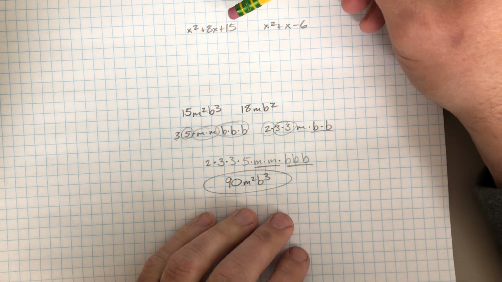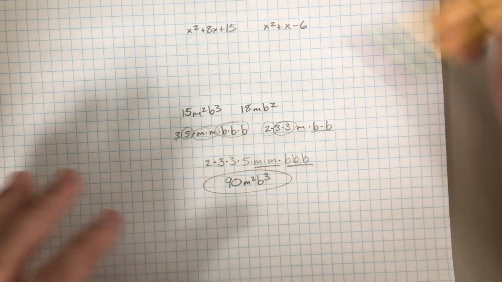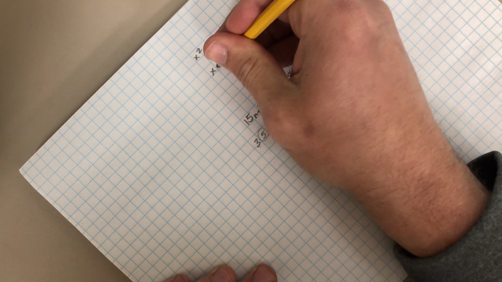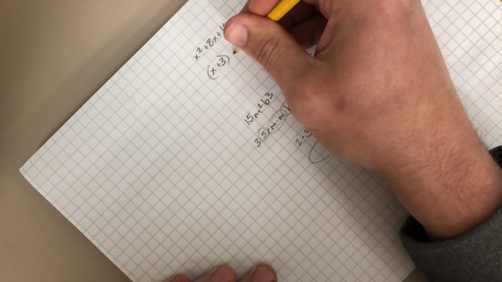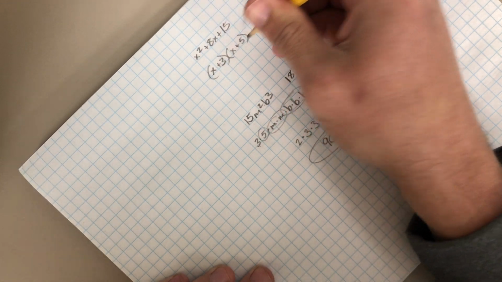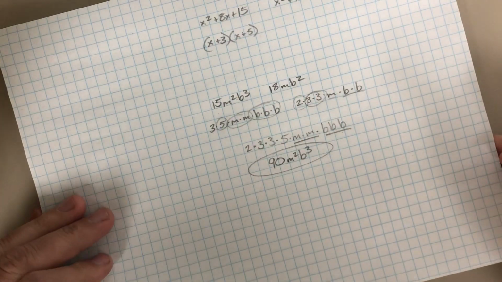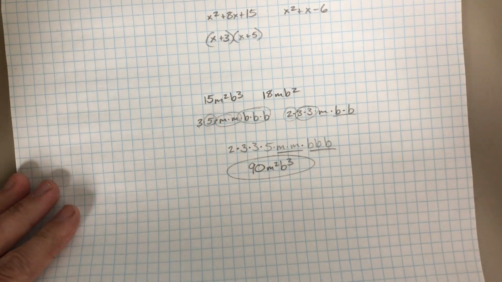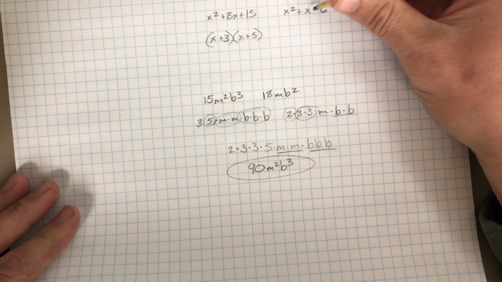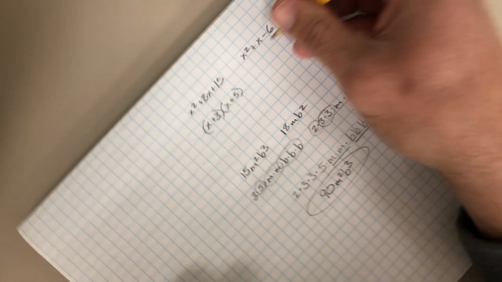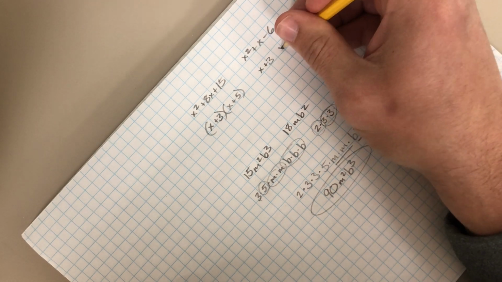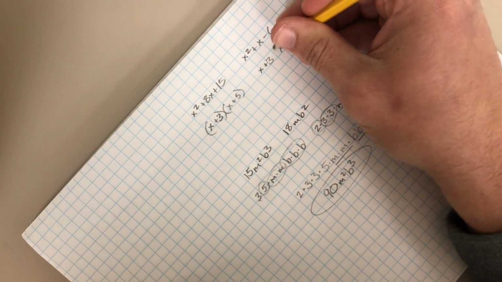So I want 2 numbers that multiplied give me 15, added give me 8. And you're thinking to yourself, well, Mr. Belky, that's easy. It's got to be 3 and 5. So x plus 3, x plus 5. Notice those are being multiplied together. Okay, and then this one, 2 numbers that multiplied give me negative 6, added give me 1, and you're saying, Mr. Belky, come on, that's x plus 3, x minus 2.